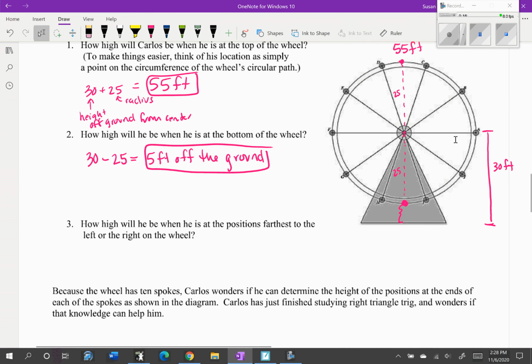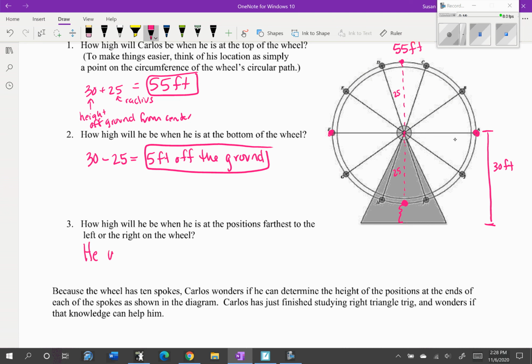So the next question says, how high will he be when he is at the positions farthest to the left or farthest to the right of the wheel? So farthest to the left would be here and farthest right would be here. And of course, those are the same height as the center of the wheel. So that tells us he'll be 30 feet off the ground.